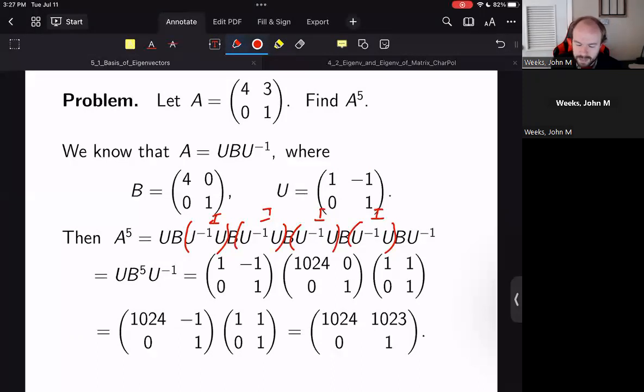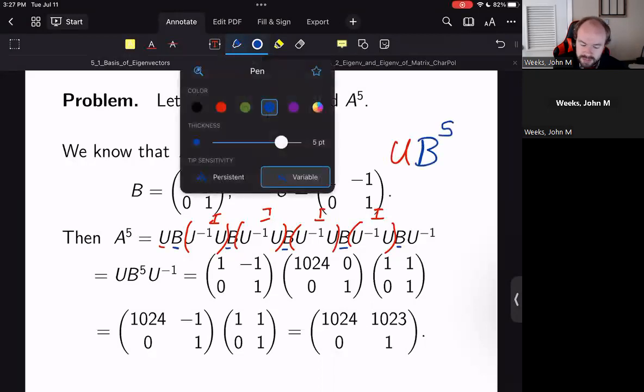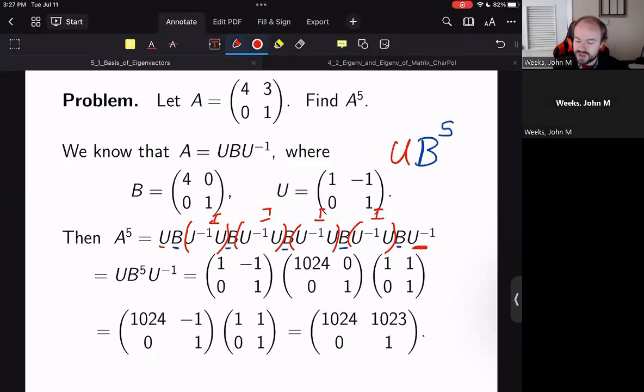Once I'm done with that, what am I left with? I have one copy of U on the left, and I have, let's see, I'll count them here, 1, 2, 3, 4, 5 copies of B. That should make sense because we needed 5 copies of A. So that's B to the 5th, times how many U inverses do we have? Well, just here at the end. So when I calculate all of that, I get U times B to the 5th times U inverse. This is a much simpler calculation because now I'm just taking the power of a diagonal matrix. B to the 5th is going to give me 1024 in the top left and 1 in the bottom right. And then I just have to multiply U on the left, U inverse on the right. Once I do that, I will get this matrix right here.